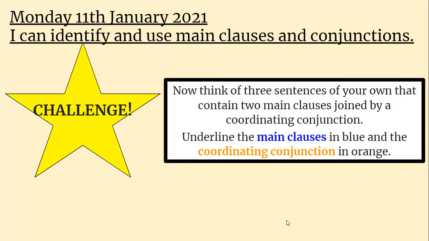And this is the challenge. Now, think of 3 sentences of your own that contain 2 main clauses joined by a coordinating conjunction. Underline the main clause in blue and the coordinating conjunction in orange.